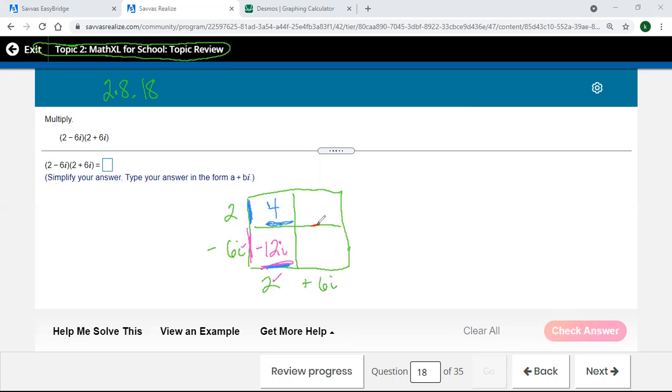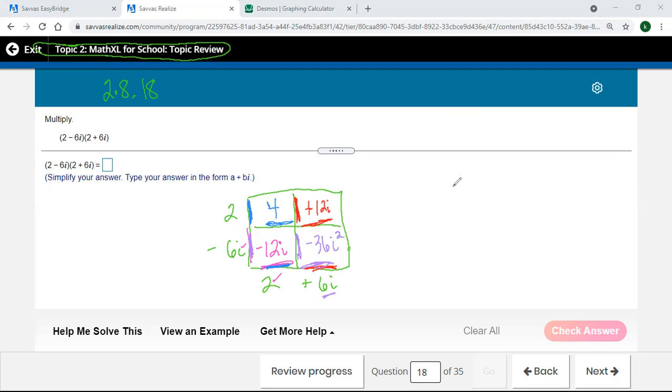And we'll just keep on going here. If I want this box up here, it's going to be the 2 on this side, the 6i on this side. That's going to be 2 times 6i, positive 12i. And in that bottom right corner, it's the minus 6i and the 6i. So minus 6 times positive 6 would be negative 36i squared.